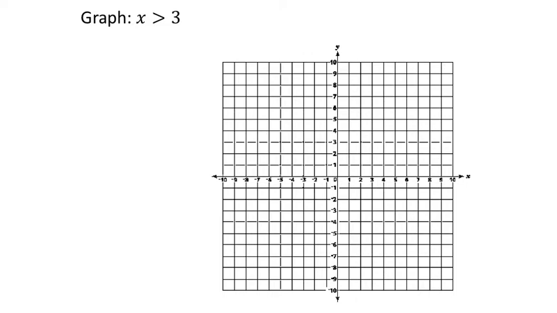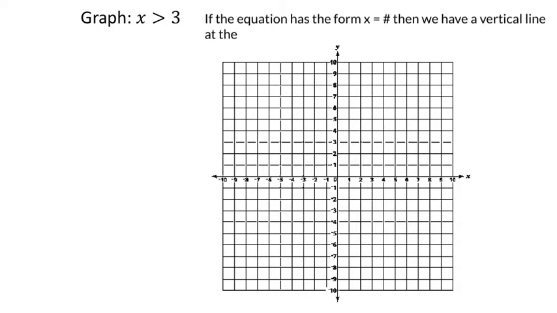So we know if we have x compared with some number, even if it's equal to, so if the equation has the form x equals some number, just the number, then we have a vertical line at the number. It's going to be a vertical line at the number on the x-axis. So again, we know it's on the x-axis because it says x is compared with some number. So I go to my x-axis, I find 3 right here, and I know I'm going to have a vertical line at that 3 right there.